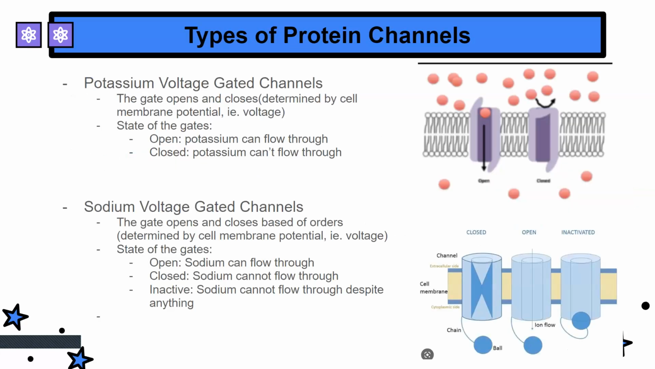The next type of protein channel is the voltage-gated channel. These open and close based on the membrane potential, the voltage. Potassium channels can either be open or closed. Sodium channels, however, can be open, closed, or inactive. That inactive form is very important in making sure the action potentials don't go backwards, and we're going to see how that works.